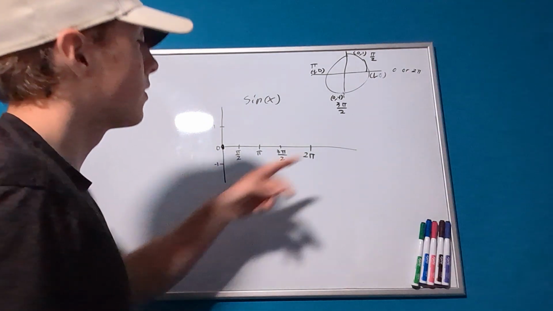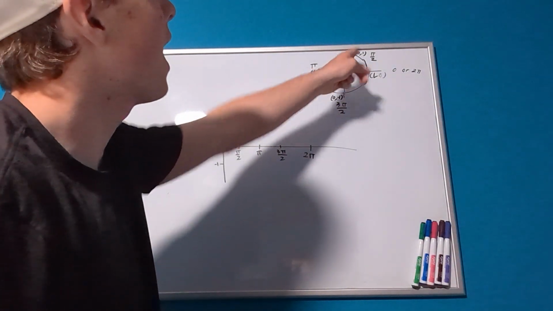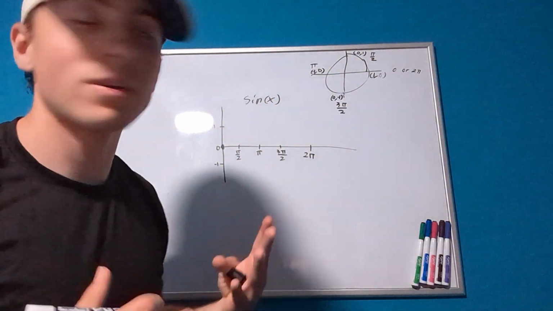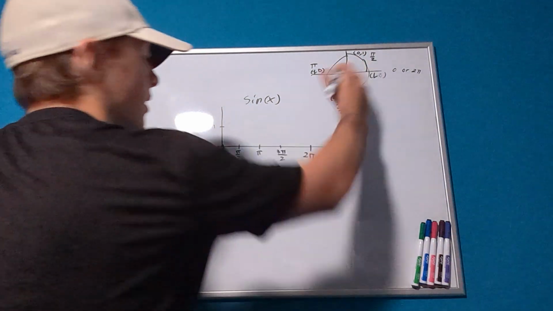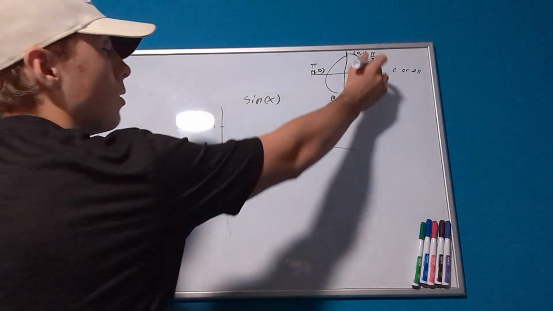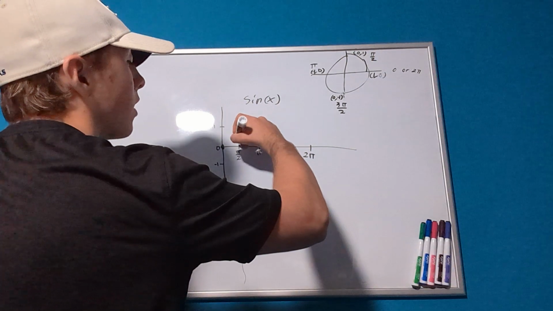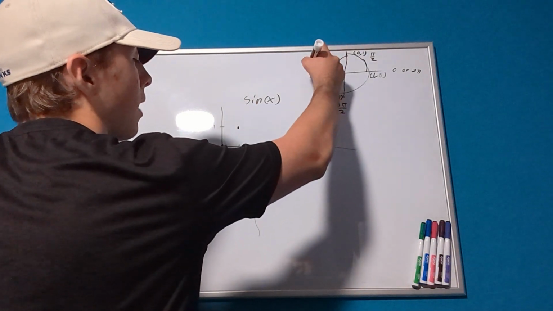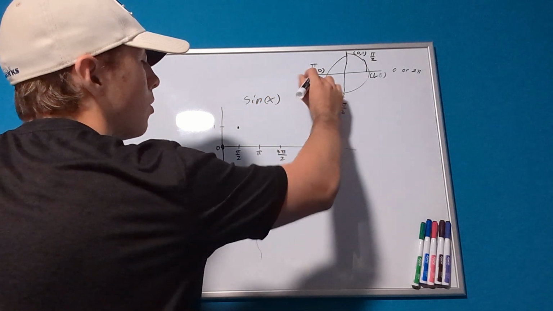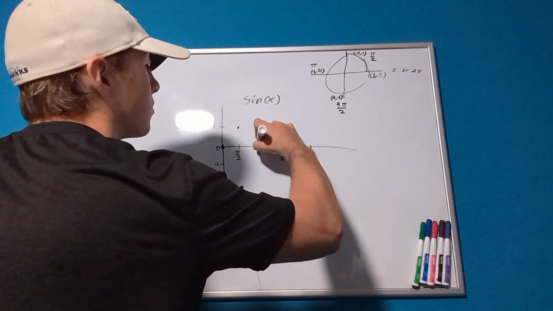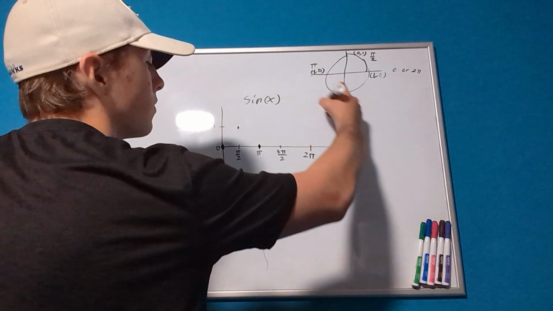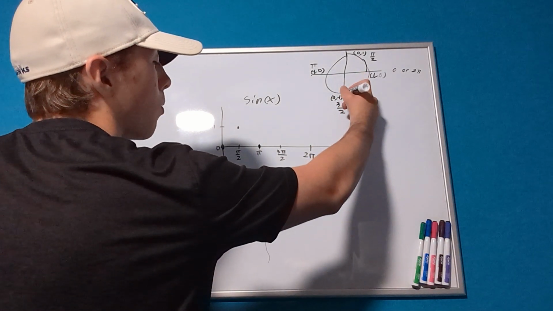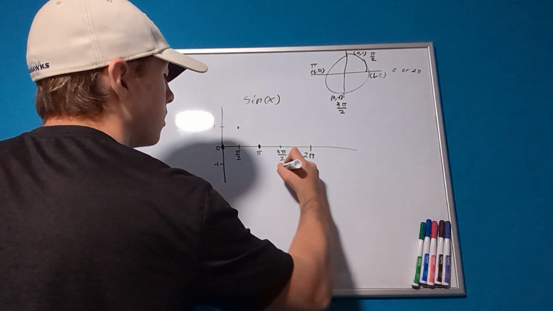Hopefully that makes sense. Then let's move up to pi over 2. We're making a 90-degree angle with this line here. So what is our y value? Our y value is 1. Then let's move over to pi. At pi, our y value is 0. Then let's move over to 3 pi over 2. Our y value here is negative 1.